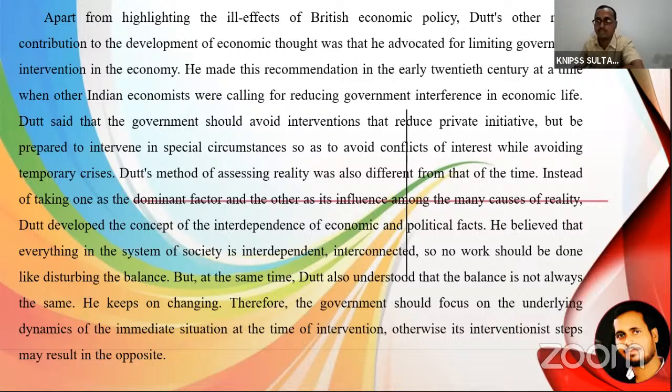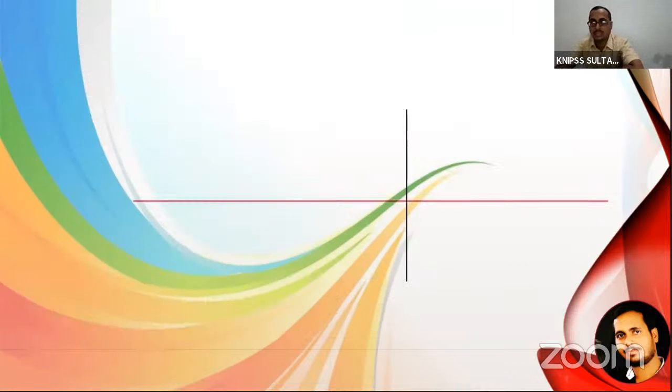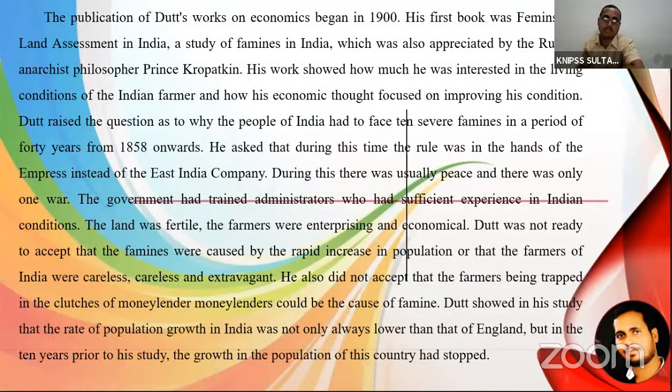Otherwise, the interventionist steps may result in the opposite. This was the observation of R.C. Datta. Now, the student, he published the publication of R.C. Datta.